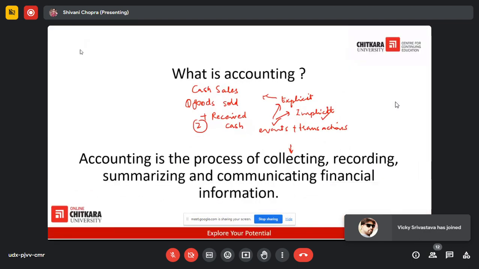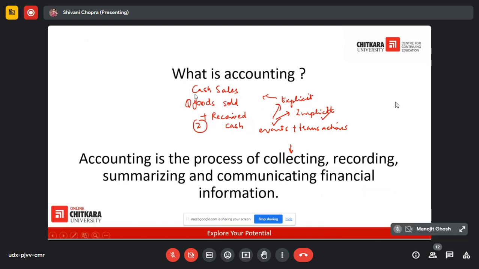So we were here. There are two things. If a transaction is an explicit transaction, we have cash sales. There you received goods, you sold goods, and you received cash. So two things got affected, and both were quite visible, and you recorded. The effect of the transaction is over. So this is collecting information. Another one is the event. Another type of event can be an implicit. So there are two types. One is explicit, another one is implicit.